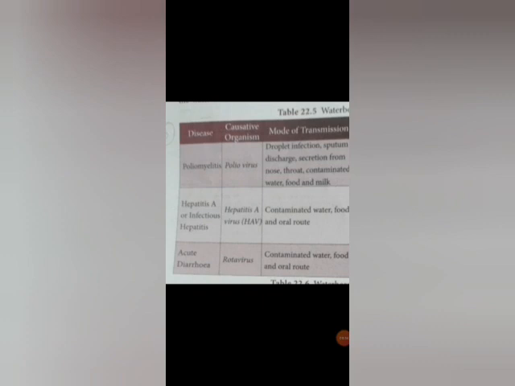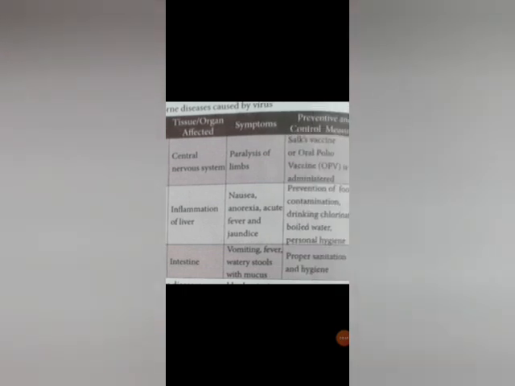Hepatitis A. Causative organism: hepatitis A virus. Mode of transmission: contamination of water and food. Inflammation of liver. Nausea, jaundice. Prevention: avoid food contamination. Acute diarrhea: rotavirus. Contaminated water, food, intestine. Vomiting, fever, watery stools. Proper sanitation and hygiene.